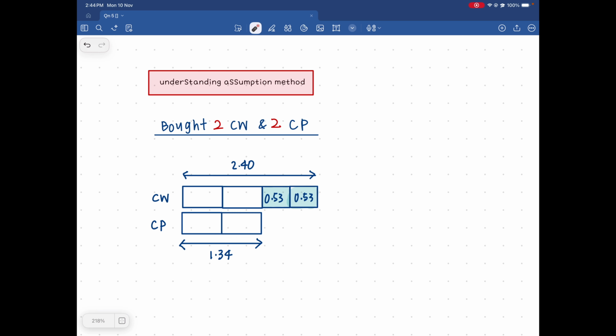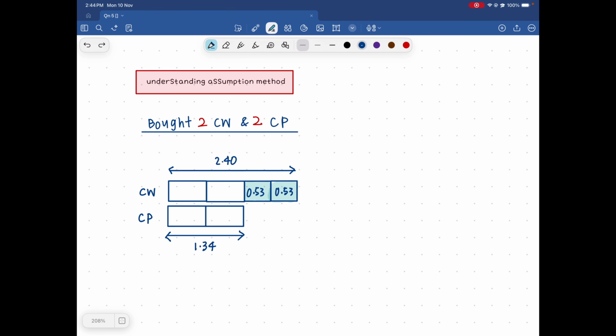So our goal for this question is to find the number of blue boxes that made up the extra combined cost by getting the chicken wings. And how do I find the number of boxes? First, based on the question, I already know that 2 chicken wings cost $2.40, the whole thing. And 2 curry puffs are $1.34 because 1 curry puff is about 67 cents.